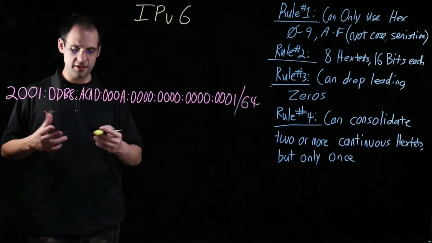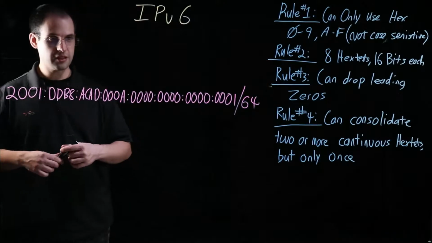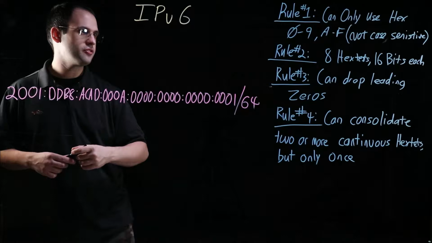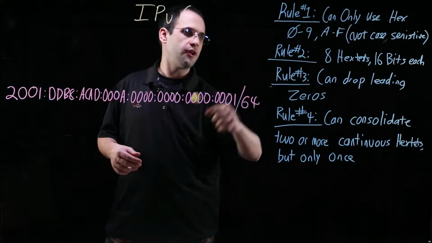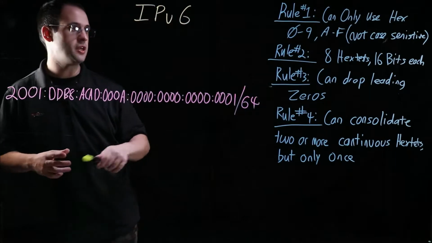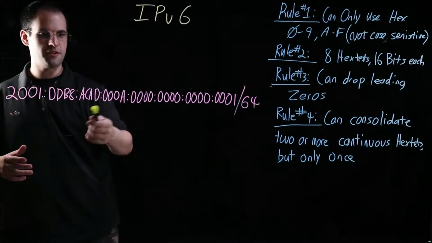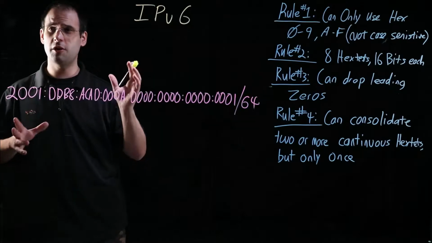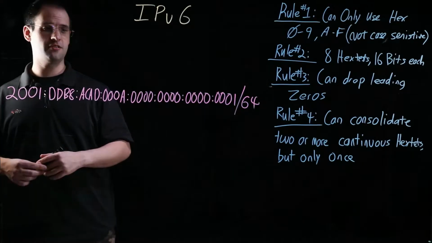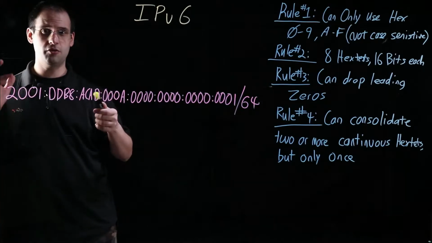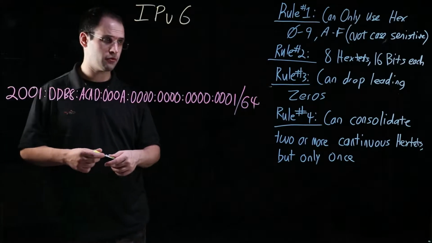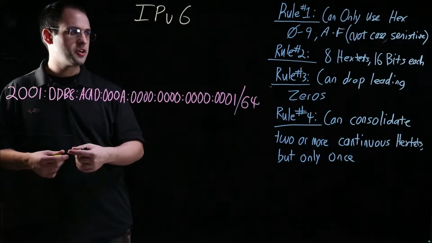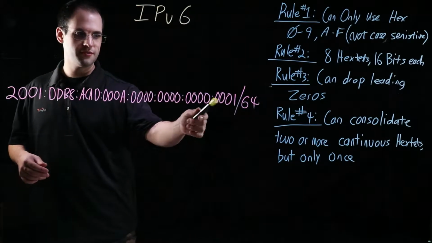Some things about this, again, the structure of the IP address. As a rule, we're only going to use 0 through 9 and A through F, only hexadecimal. But it is not case sensitive. I have everything written in uppercase letters here, but when you're typing it into a computer, it doesn't matter if it's uppercase or lowercase. It's just hexadecimal. So hexadecimal only, and we're going to have 8 of these divisions.